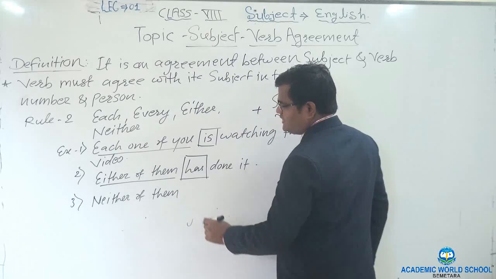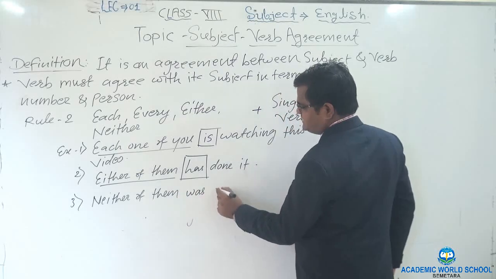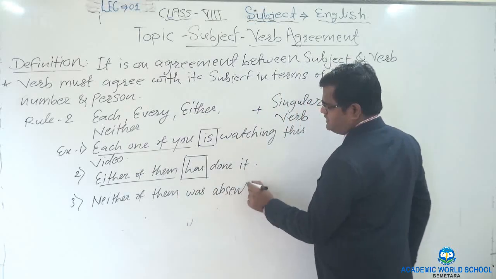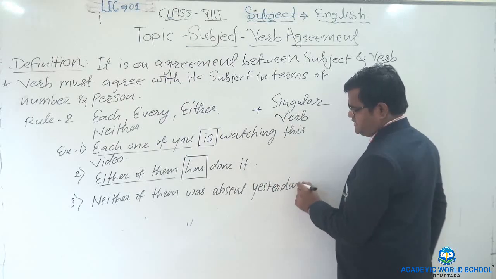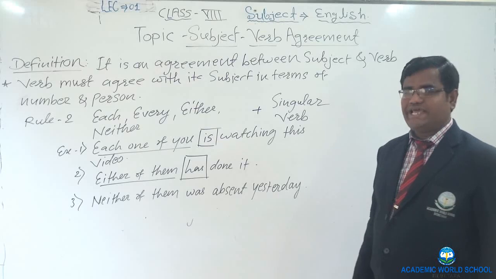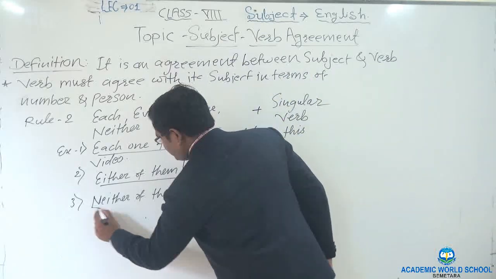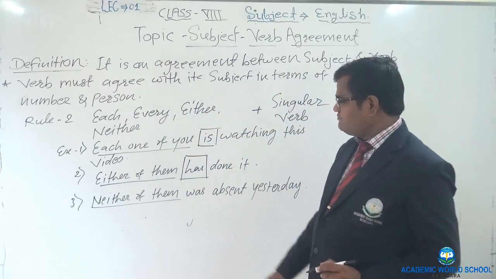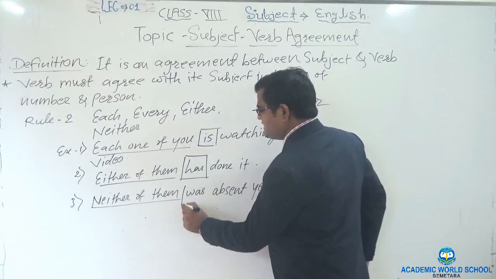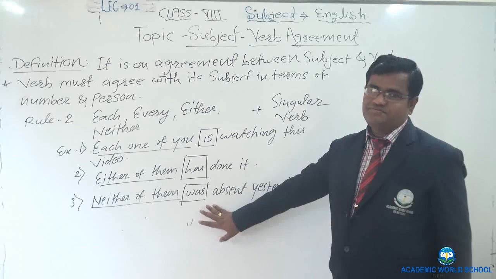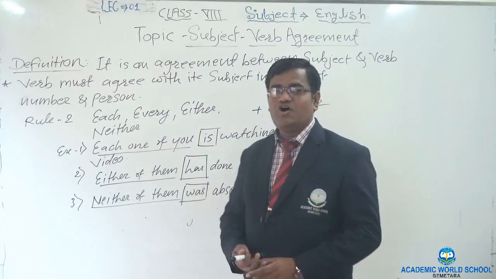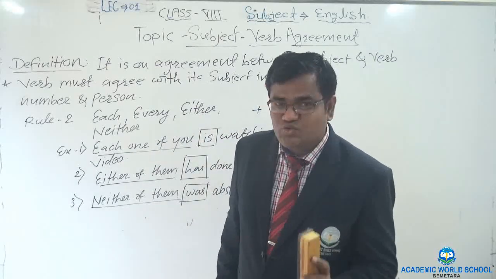Neither of them was absent yesterday. The subject of the sentence is "neither of them," and therefore it is a singular subject. So I have used "was" as the verb here. I hope this second rule of subject verb agreement is very clear to you.